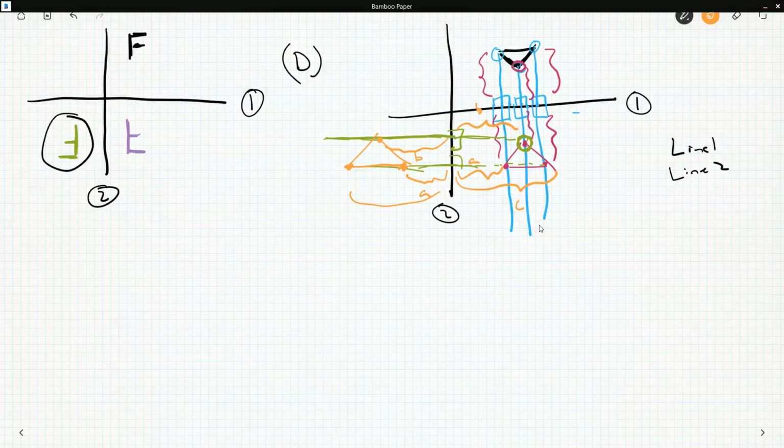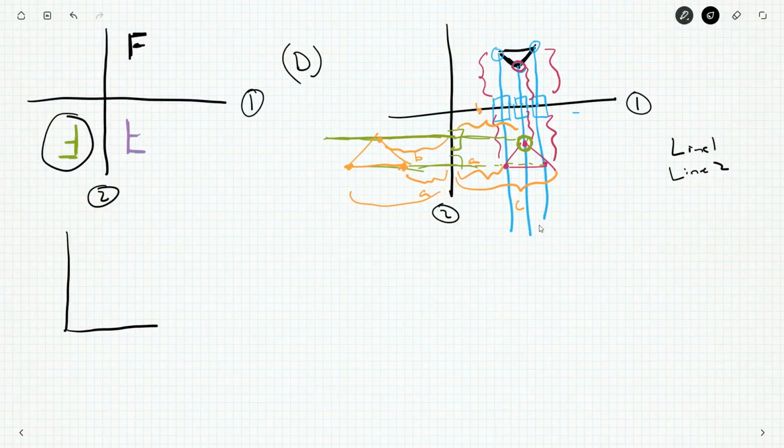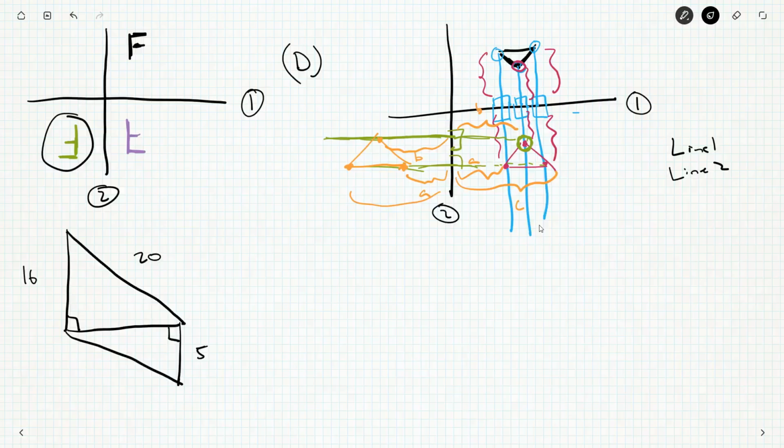So let's copy our diagram. Oh, I'm still on orange from our reflection question. Copy, we get right angles here, right angle here. I know this is 16, this is 20, and this is 5. Already I think I can work out in my head the answer is going to be 13, but let's go through the motions.